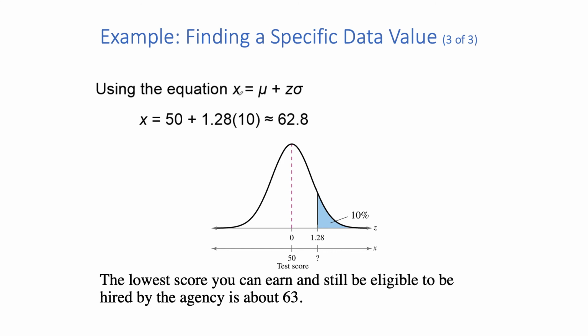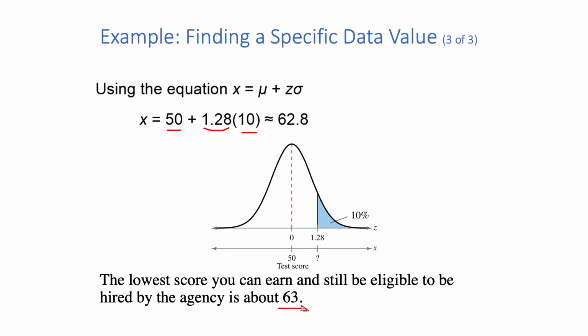So x is mu plus z sigma. Mu is 50, that was given. Sigma is 10, that was given. And I found z to be 1.28. So x is 50 plus 1.28 times 10. So the x value which corresponds to the top 10%, the cutoff value for the top 10% on this test, is about 62.8, or about 63.